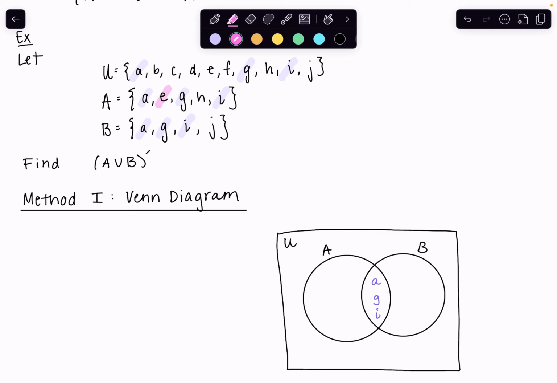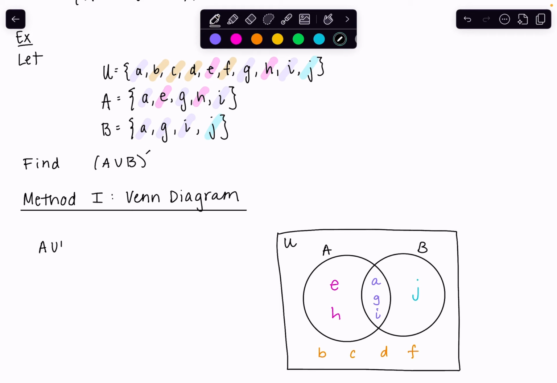Then moving into A circle, E and H are left. So those go here to the side. And then in B circle, the only thing that remains is J. So that goes here. And then I've got a few other pieces. B, C, D, and F have not found a home. So those all go on the outside. Okay. So if I want to find this set, I've got to start by finding the union.